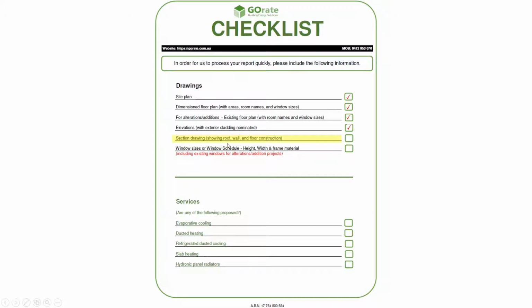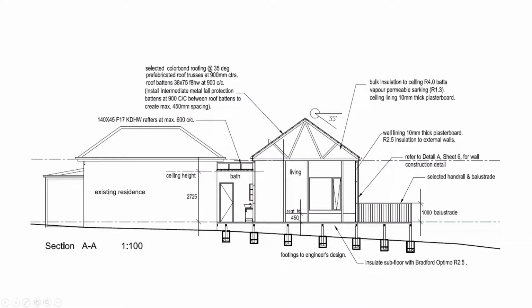Next up, section drawing showing roof, wall and floor construction. So here's a typical section. From that we can establish what type of roof it is, whether it's a truss roof or a cathedral ceiling or a flat roof, what type of wall we have, and also the floor system. This one is a suspended timber floor. Sometimes it might be a concrete slab on ground. The section also shows us how high above the ground, and all of these things are relevant to the calculation.